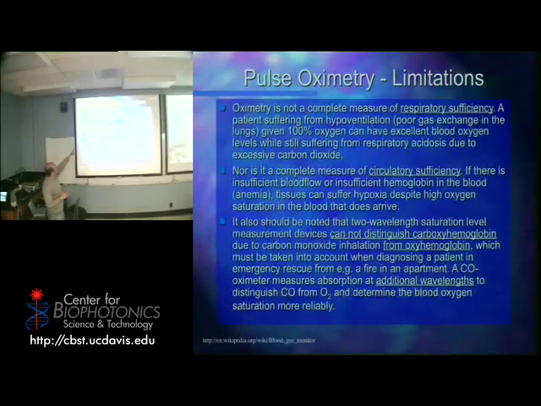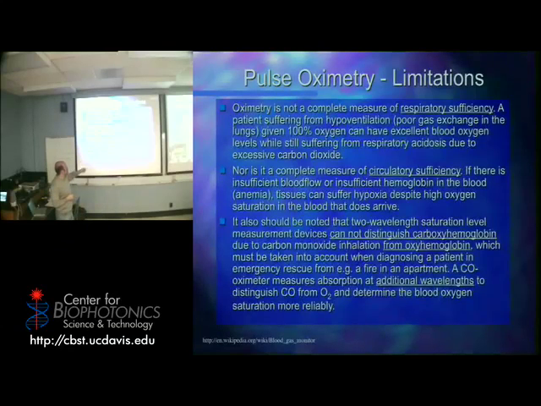And that is, oximetry is not a complete measure of respiratory sufficiency. So if you have hypoventilation, poor gas exchange, you could have 100% oxygenation, but your tissues have a hard time getting the oxygen out. So you can have excellent blood oxygen levels while still suffering from respiratory acidosis due to excessive carbon dioxide. It does not tell you how good the exchange of gases in your lungs is. This only tells you that the blood itself had a lot of oxygen in it. But if your lungs are inefficient at exchanging the oxygen and CO2, you could still have a problem there.